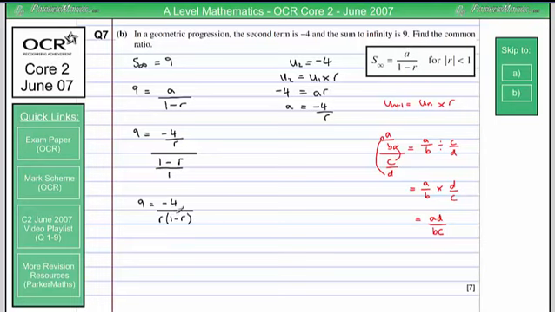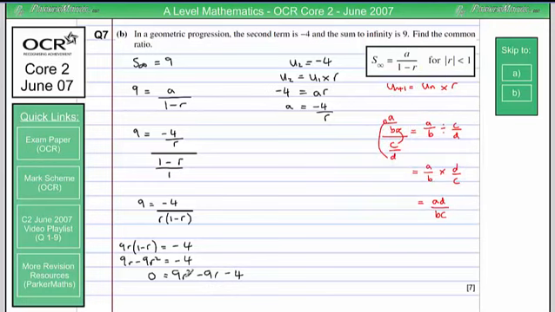For the next step, I'm going to multiply both sides by the denominator of this fraction, and that's going to give me 9 lots of r bracket 1 minus r equals minus 4. Expanding the bracket on the left gives me 9r minus 9r squared equals minus 4. And if I rearrange this to make it equal 0, I'm going to add 9r squared to both sides and subtract 9r. I get 9r squared minus 9r minus 4 equals 0.